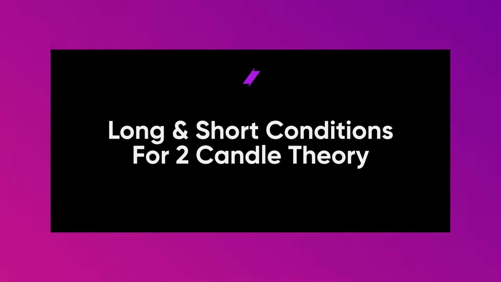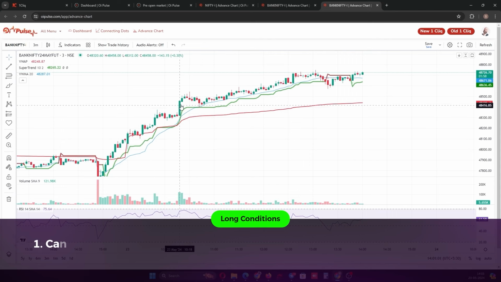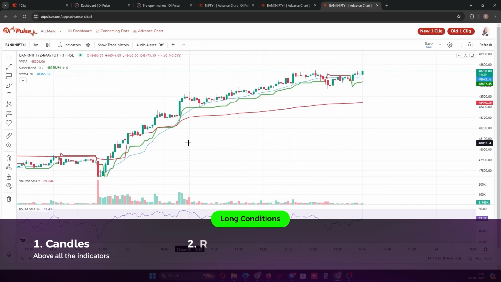Now we saw what all indicators we would be using, and now we'll see what is a long condition and a short condition in this strategy. For long condition, for example, the price is above the VWAP, above the super trend, above the VWMA. So the indicators should be below the close price of a candle. The indicators should be lower and the candle should be higher, for all the indicators. That is the first condition. Second condition, the RSI should not be more than 80. So the RSI should be less than 80. That is the second condition.